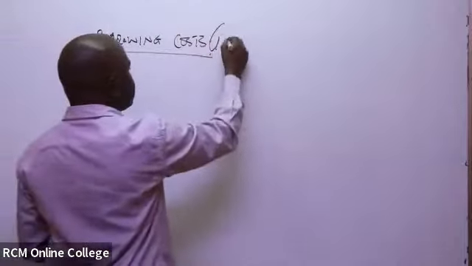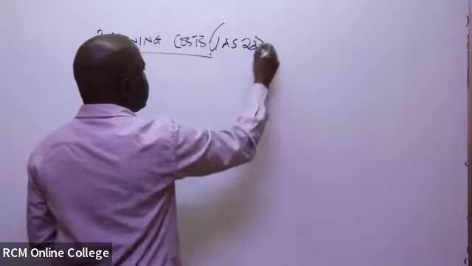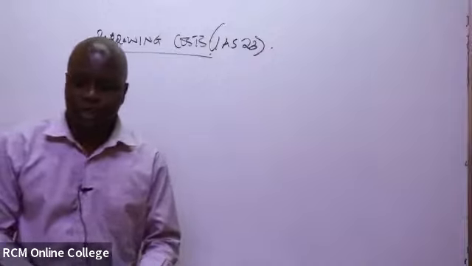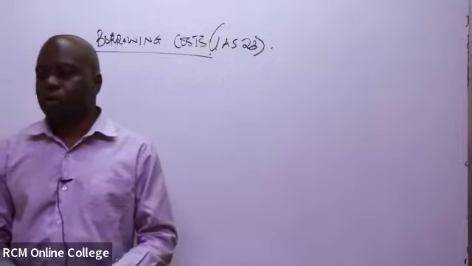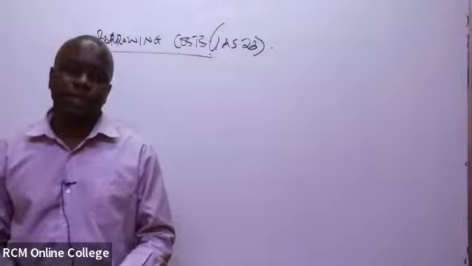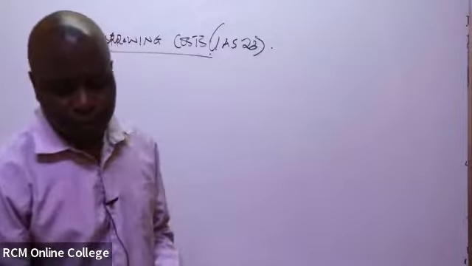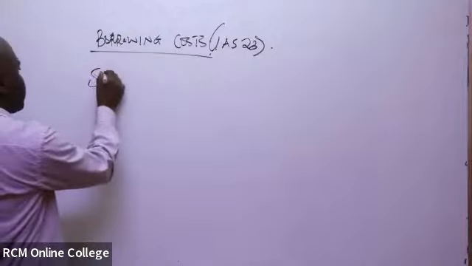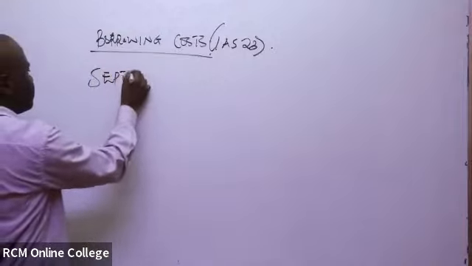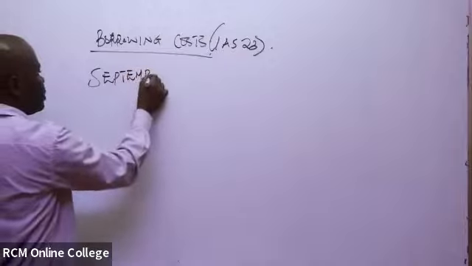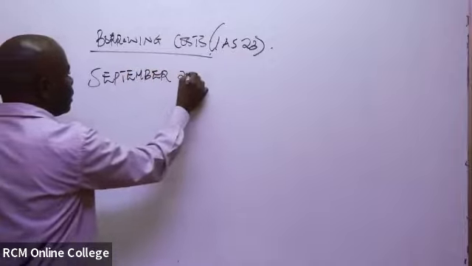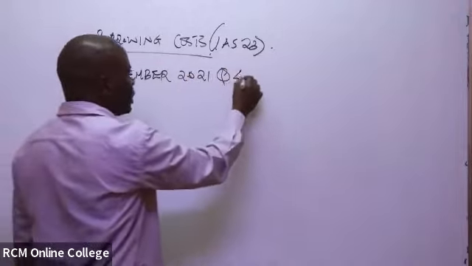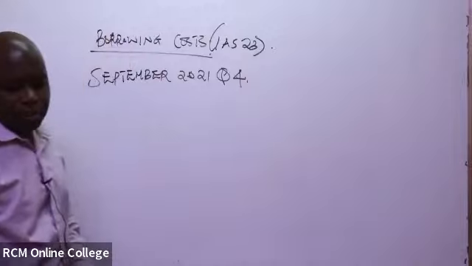So IAS 23. We have already learned about what borrowing costs are, and I think we did one example. And I think I left an assignment, because I told you that you can try to attempt it. So it is September 2021. You can open this question, question number 4A.